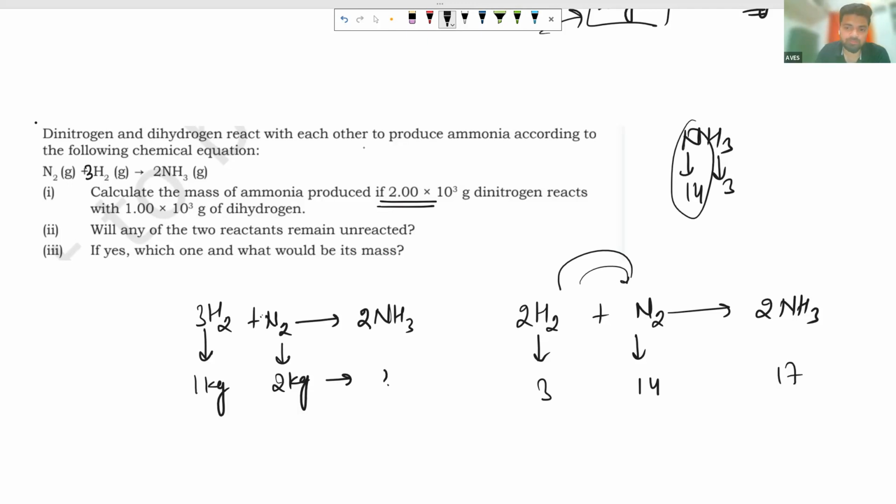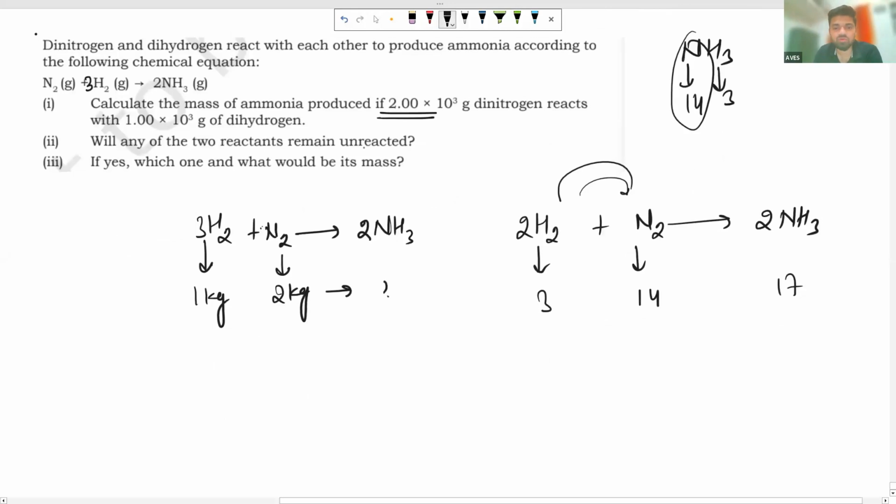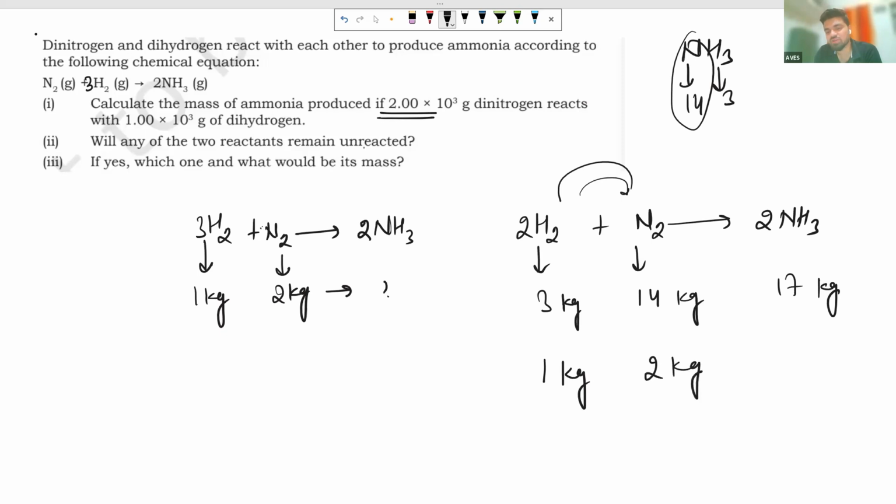Now you are given 1 kg. If it is in gram ratio, it will also be the same in kg ratio. The ratio does not require units. So if I say 1 kg here and 2 kg there, which is the limiting reagent? Okay, understood, I remember now.